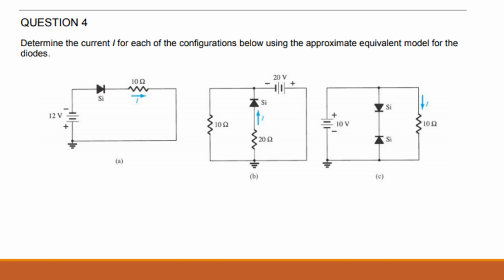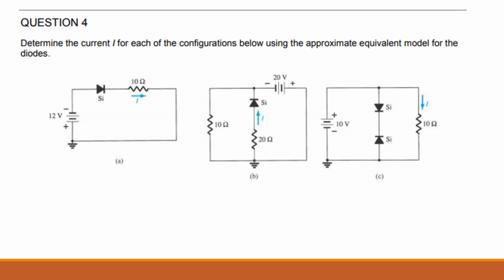It says approximate equivalent because we consider 0.7 as a constant, but in the real, actual case, the 0.7 also changes with the current. But you don't have to consider that changing voltage. You have to consider only 0.7 when it is a silicon diode. If it is an ideal diode, it is 0. That's all. Are we good? Okay.